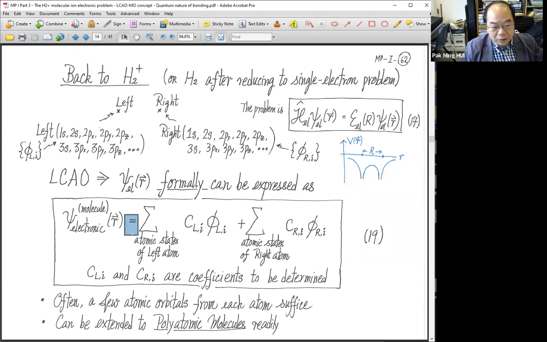Okay, so at this point, I will pause to see whether you understand the starting point of LCAO. Is everybody okay with this? Any questions up to here?